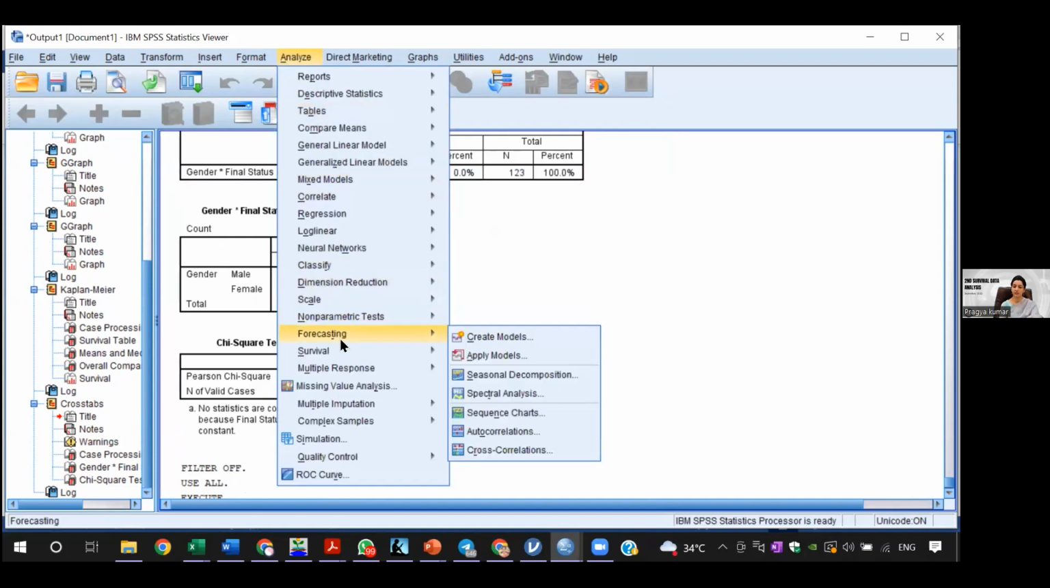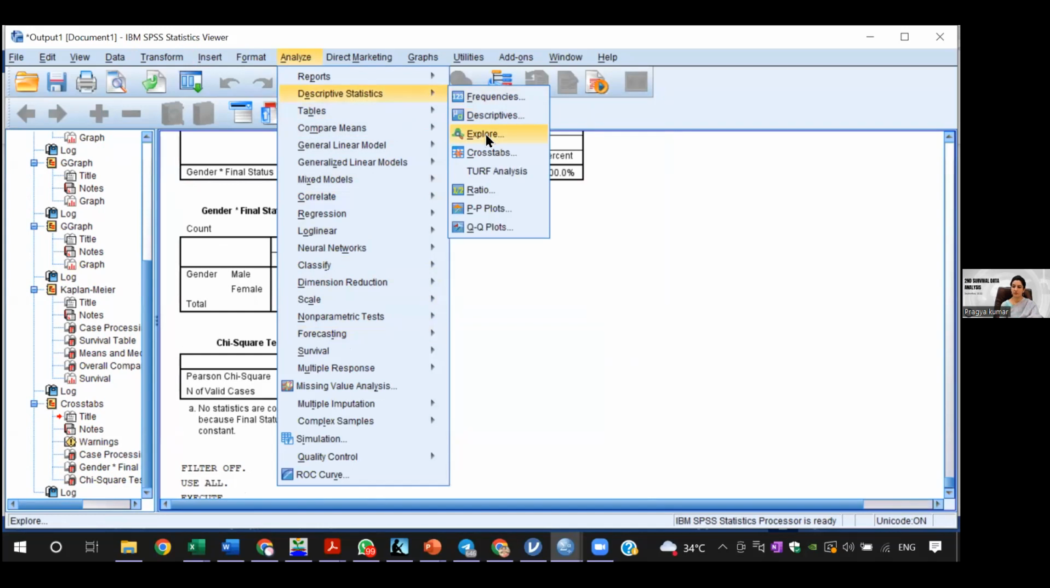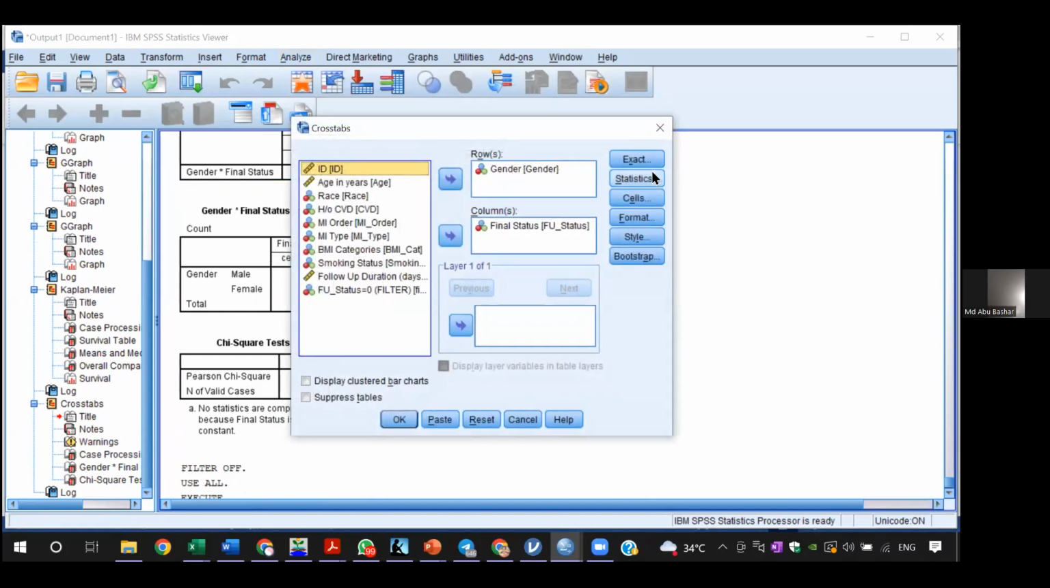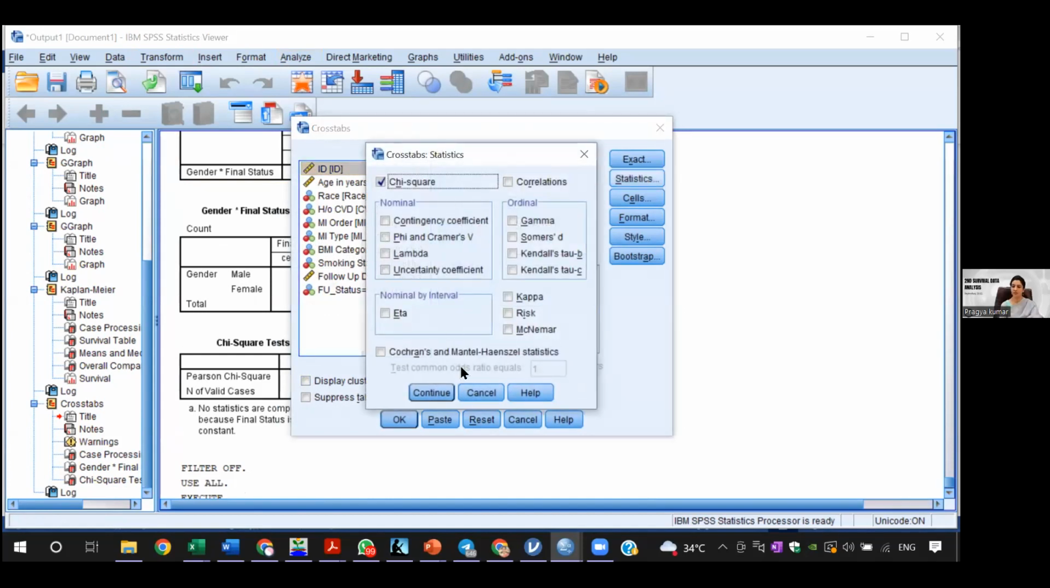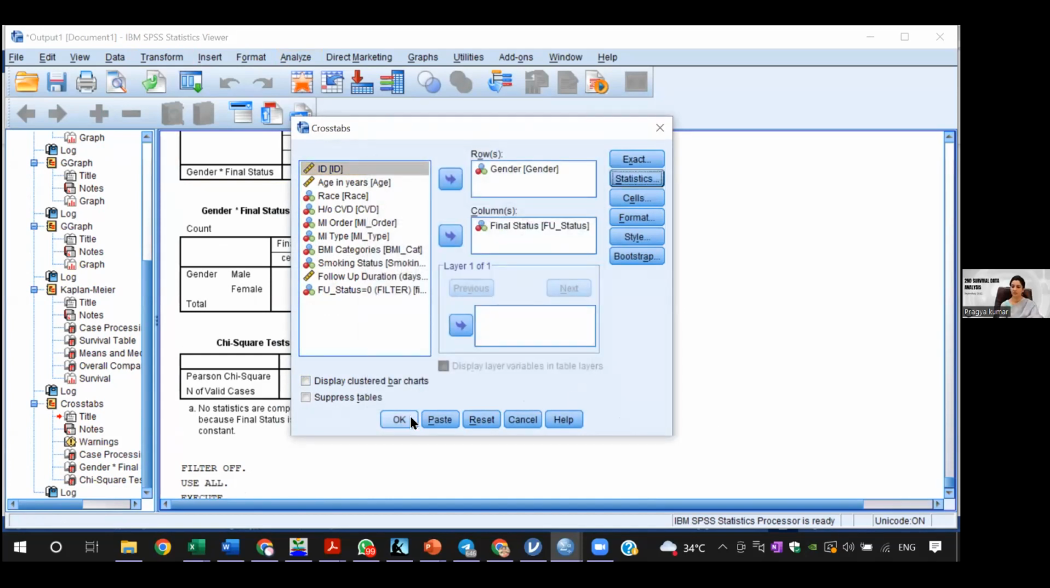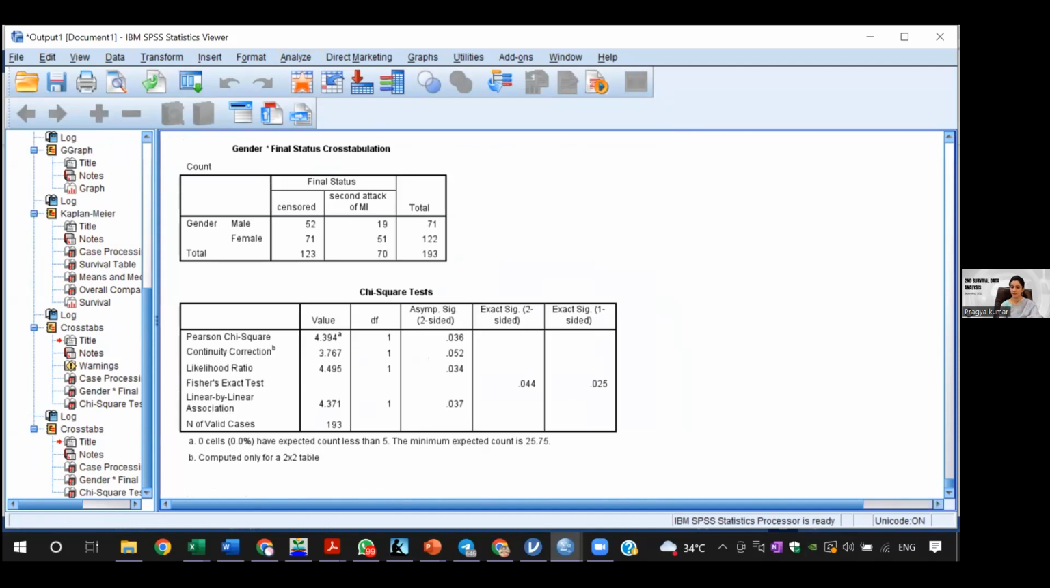And then if you go to analyze, if you go to descriptive, crosstabs, statistics. Okay, so you can see this maybe that it will give you that it is significant. So maybe the amount of censoring is showing that it is significant.